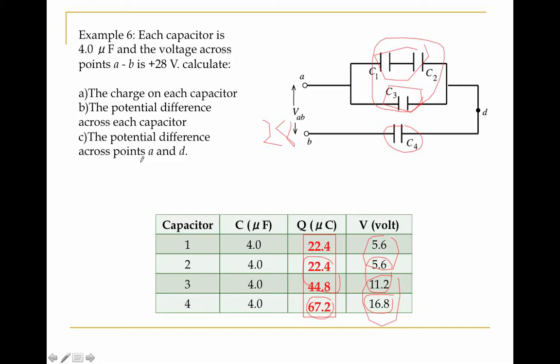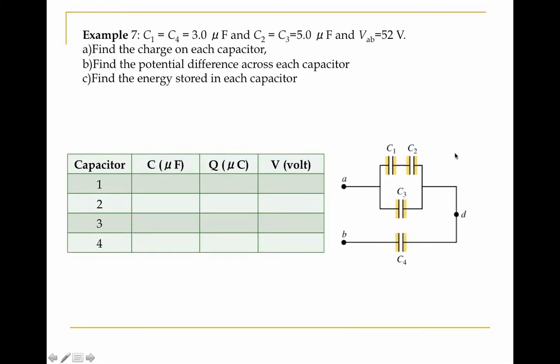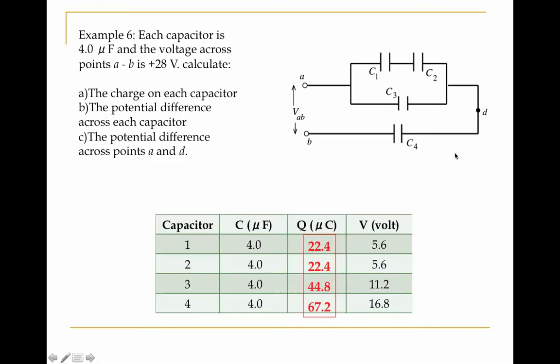The only thing that we did not do here is find the potential difference across the points A and D, which you can easily do now once you have the capacitors. You have C and Q in all of them. Q is equal to CV, or V is equal to Q over C, and from there you can find the voltage drop across that.